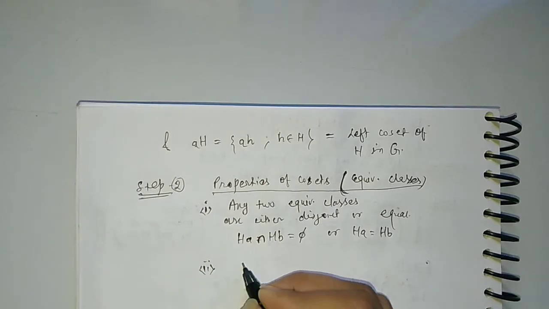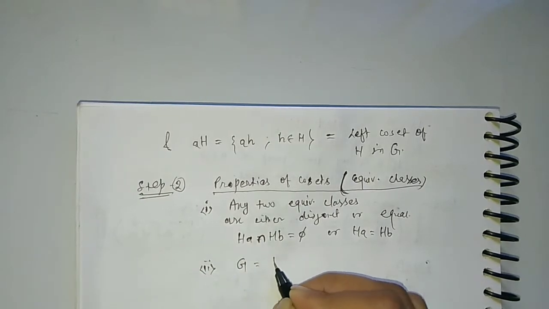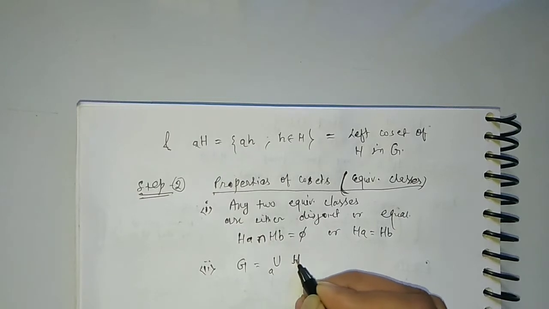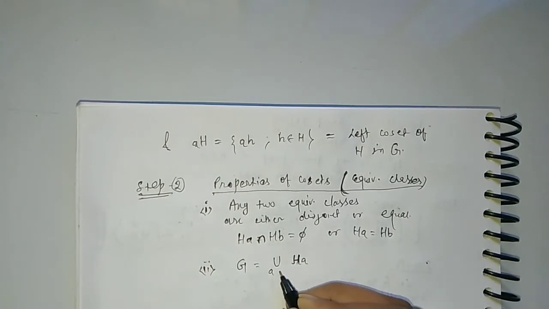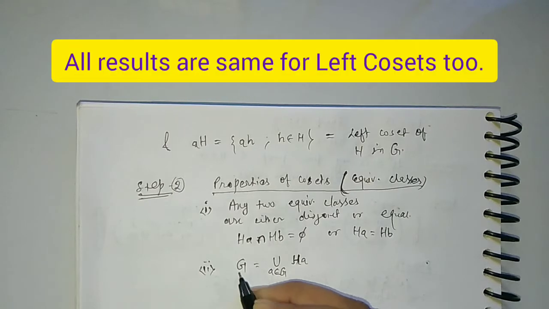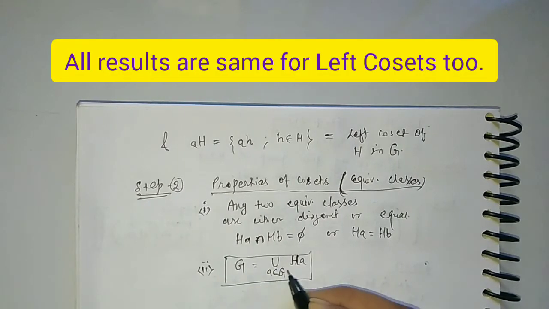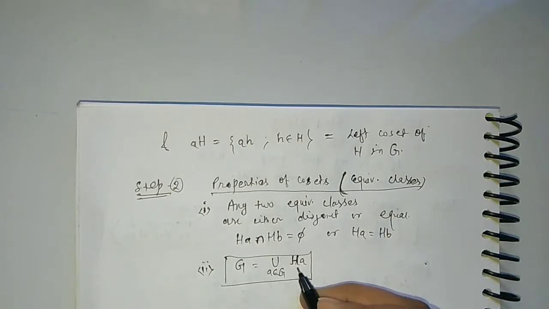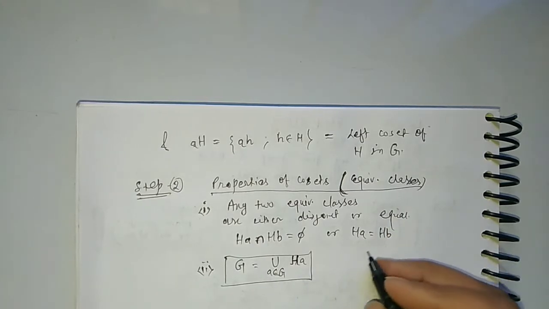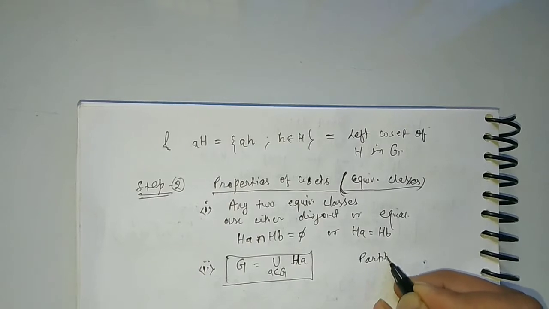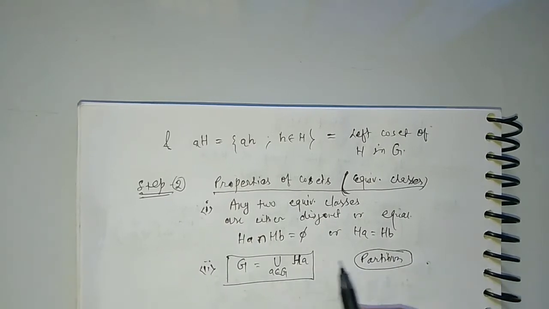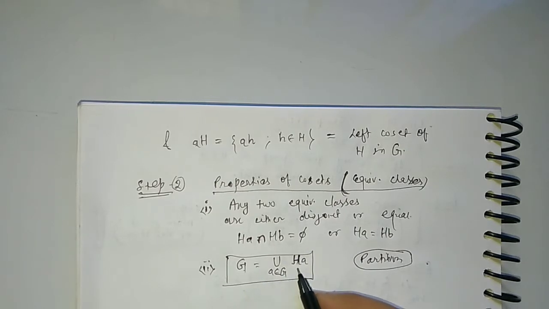Property number 2 says that G is equal to the union of all cosets, here right cosets HA, where A belongs to G. That is, G is equal to the union of all equivalence classes. So this is the property of partition also. That means the partition of G is equal to the union of all the equivalence classes, or the union of all cosets, and all the cosets in this representation are disjoint.